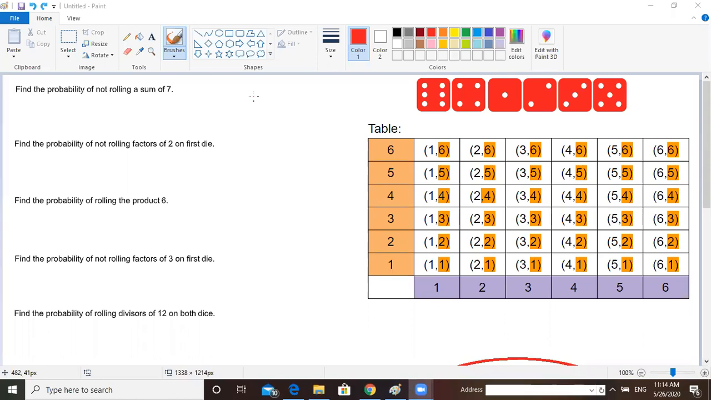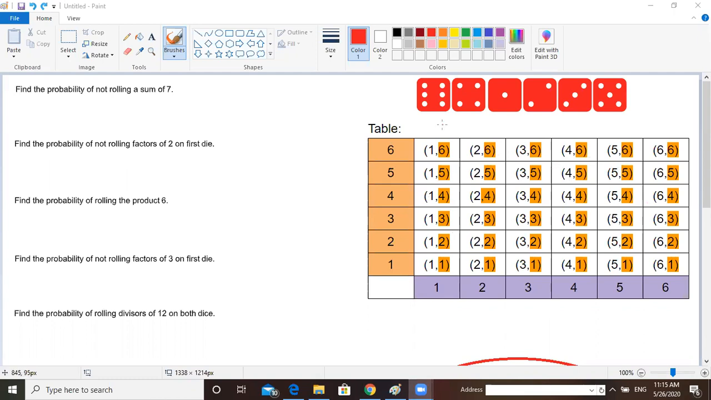Today we're going to be doing probability with a pair of dice, and we're going to be using a sample space table to solve the problems. So over here we have a table for 2 dice. I labeled the first dice in orange and the second dice in purple. And over here are all the possible outcomes we have.